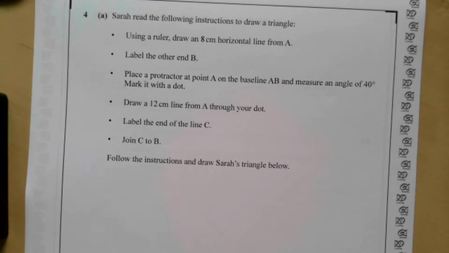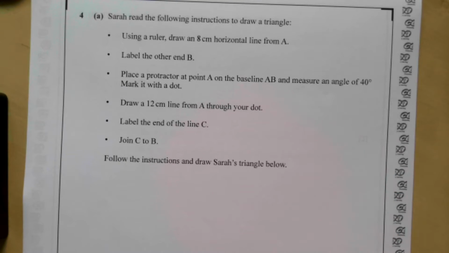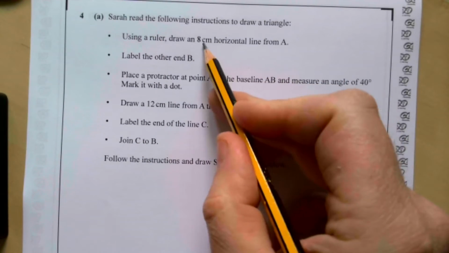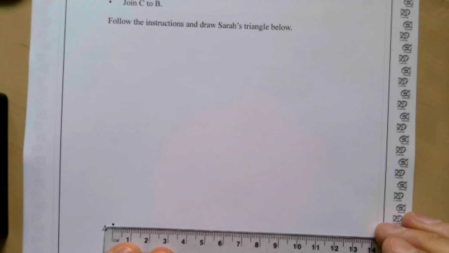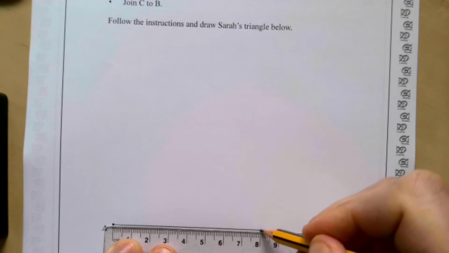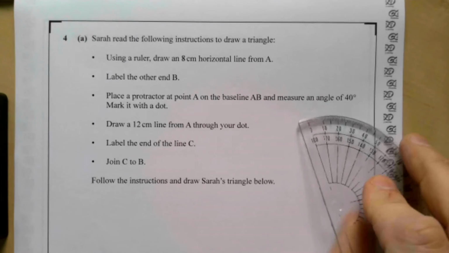Question 4. Sarah read the following instructions to draw a triangle. Using a ruler, draw an 8 centimetre horizontal line from A. So here is point A. My line then is going to be 8 centimetres. It then says label the other end B. Place a protractor at point A on the baseline AB and measure an angle of 40 degrees. Mark it with a dot.